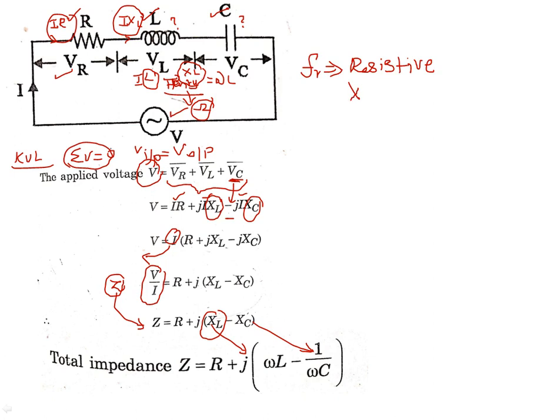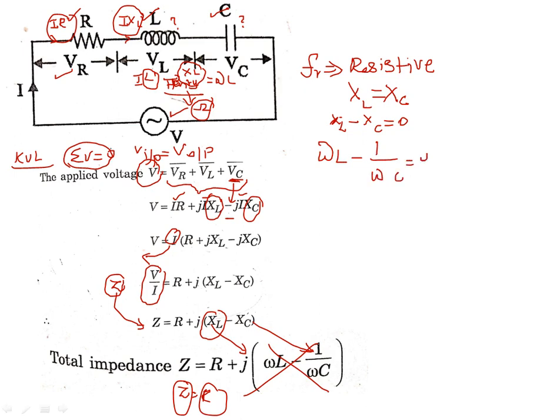That means the effect of XL will be cancelled by the effect of capacitance. That means XL minus XC should be equal to 0. So you have to substitute XL minus XC equal to 0, and Z is equal to R. Now substitute XL equal to omega L, XC equal to 1 by omega C, equal to 0. Now take the negative to the right side. Omega L should be equal to 1 by omega C.